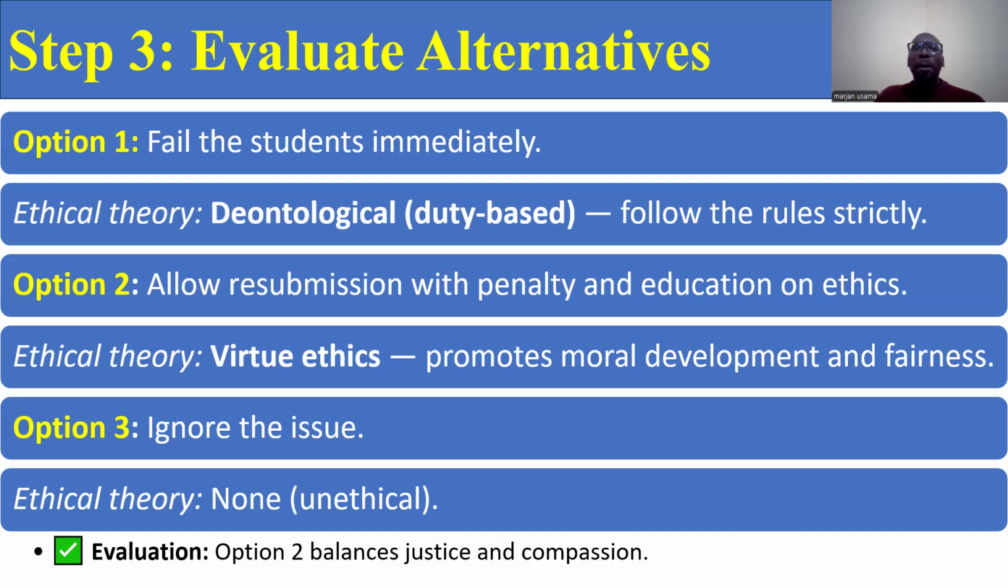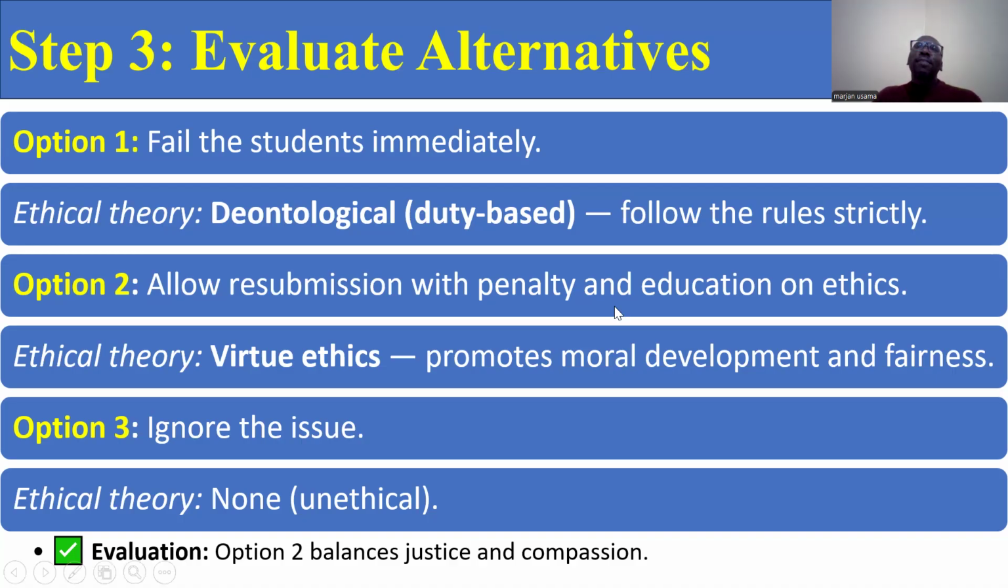What should I do? Number one, fail the students immediately. Like all of them, 0. And remember, last week we talked about the deontological theory, the duty-based. Because I am fair, I'm following the duty-based approach. So follow the rules strictly. I'm not going to bend the rule. All of them are going to get 0.